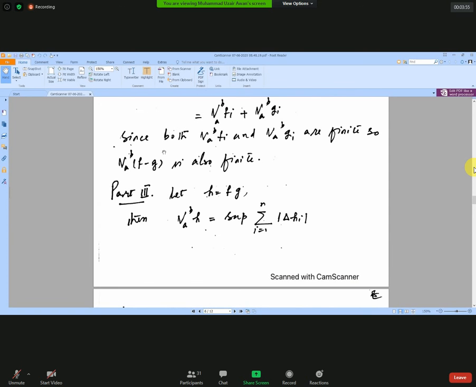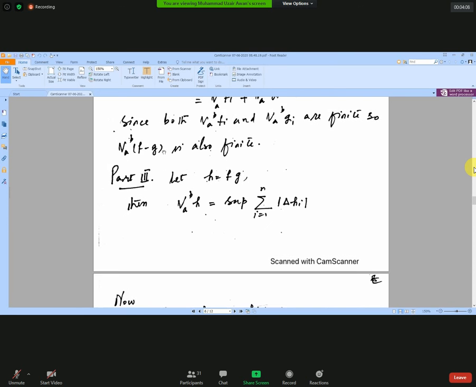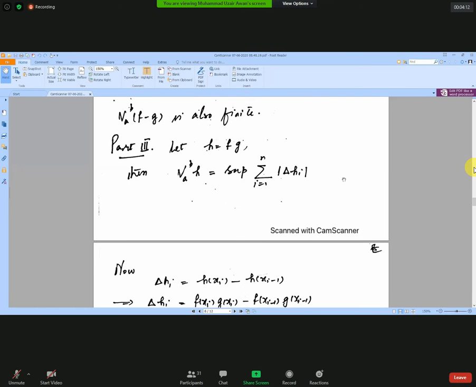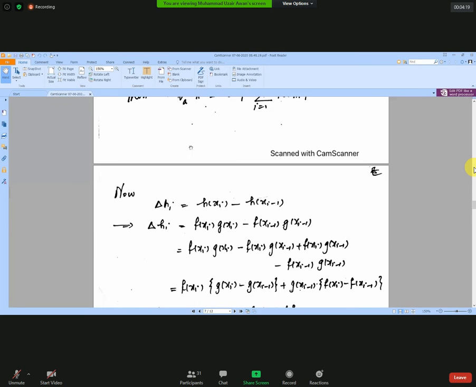ये हमारे पास है जी तीसरा पार्ट, इसका तीसरा पार्ट क्या है जी? प्रोडक्ट वाला। प्रोडक्ट में हमने ले लिया सपोज लेट H is equal to Fg, and the total variation of H from A to B is equal to supremum of summation I is equal to 1 to n absolute del Hi. Del Hi हमारे पास है is equal to H of xi minus H of xi minus 1.